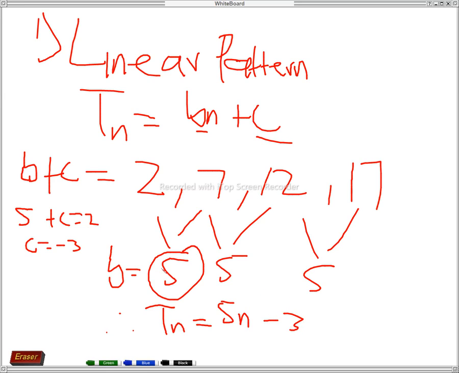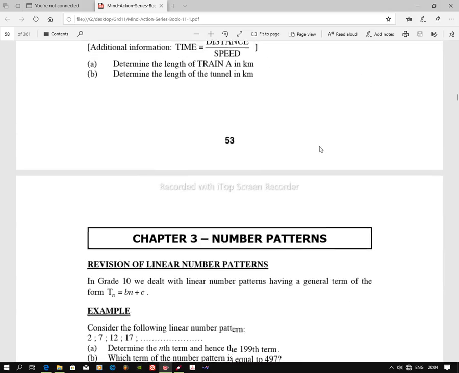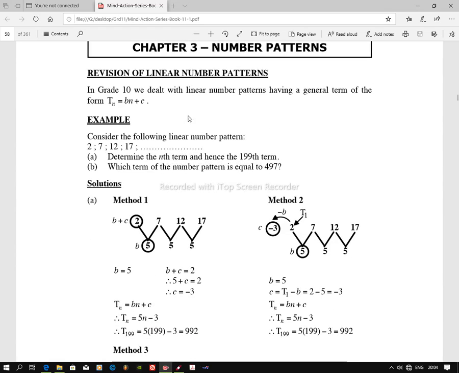From here they can give you a second question. Let me just go to the book. Suppose you are given that you determine the nth term and hence determine the 199th term. So you can do this.